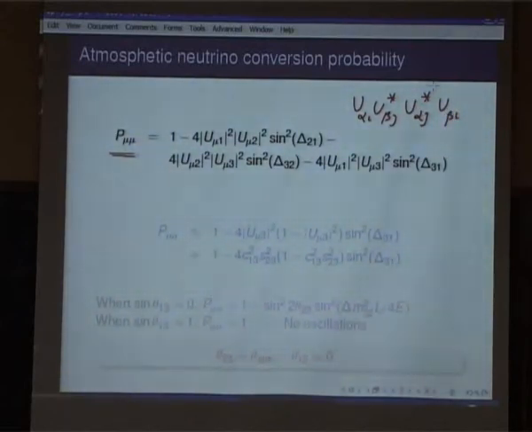Forget that for the moment. So now for P mu mu, you can choose ij equal to 1 and 2, and you get 1 minus 4 times U mu 1 square, U mu 2 square, sin square delta 21. Then you get the 2-3 combination, U mu 2 square, U mu 3 square, sin square delta 32. And then you get U mu 1, U mu 3 and delta 32.